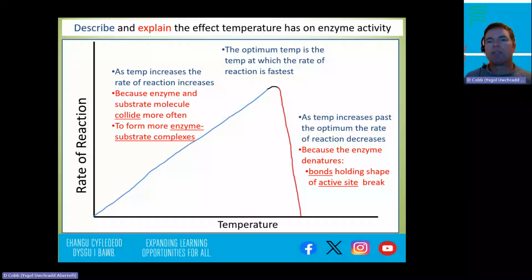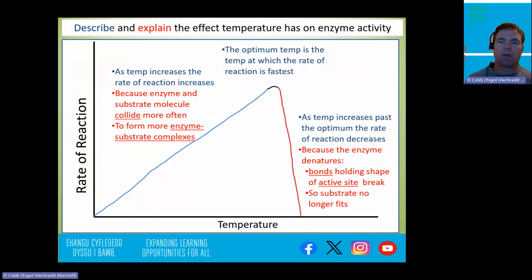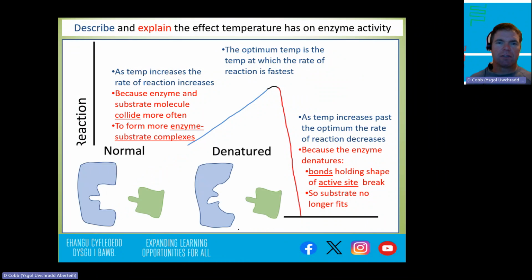So when temperature gets too hot, those bonds which hold the shape of the active site together break, and so the active site is lost and the substrate no longer fits into it. And that's what we mean by denaturing. The shape of the enzyme has been lost, so the substrate no longer fits.